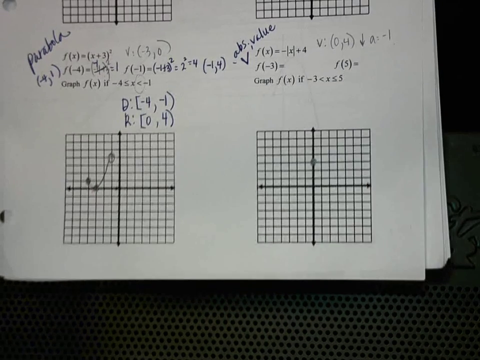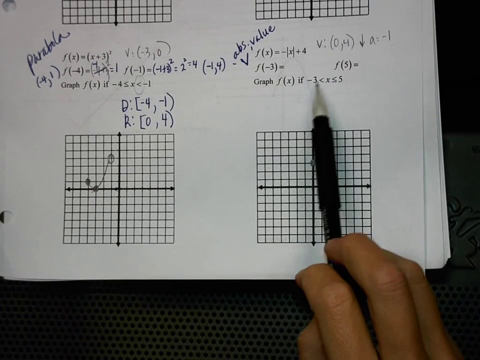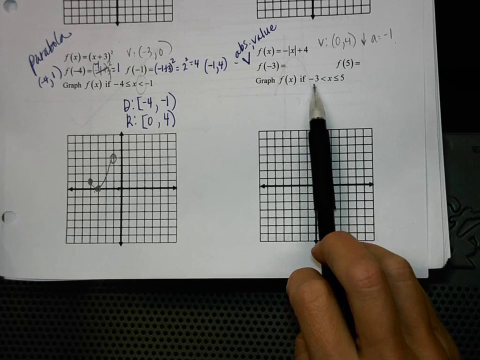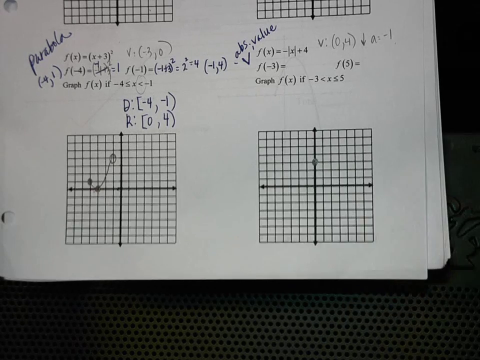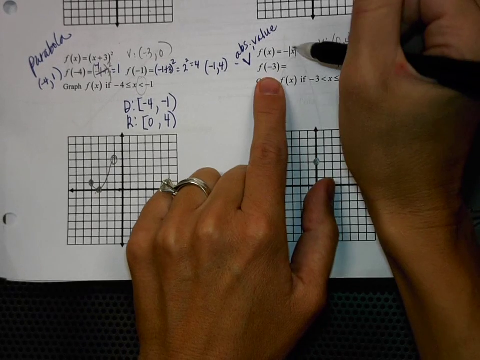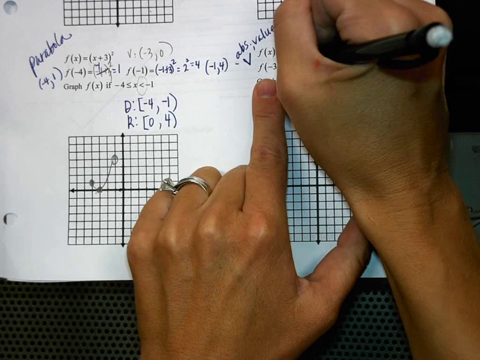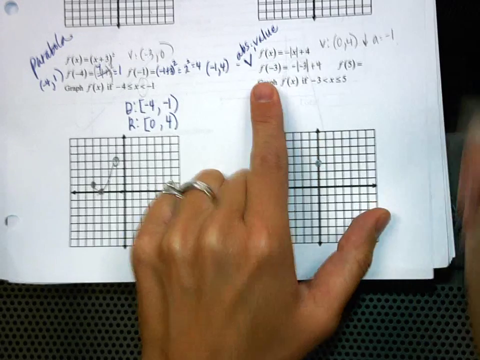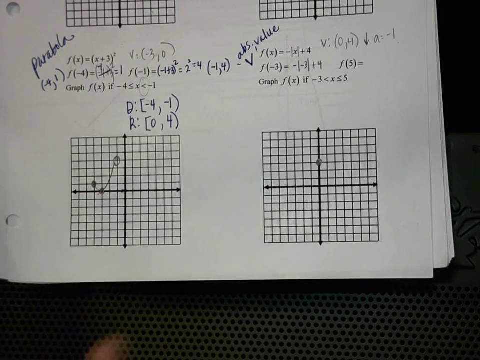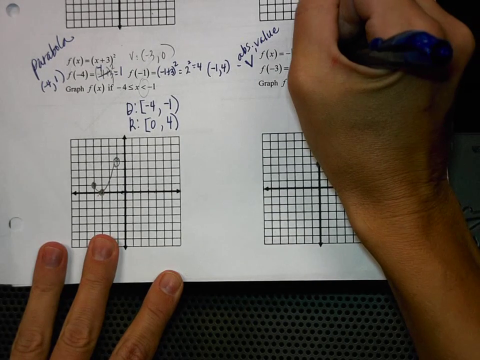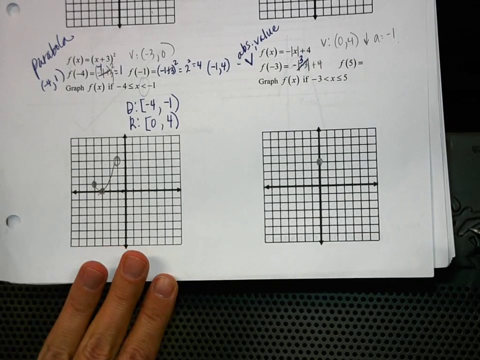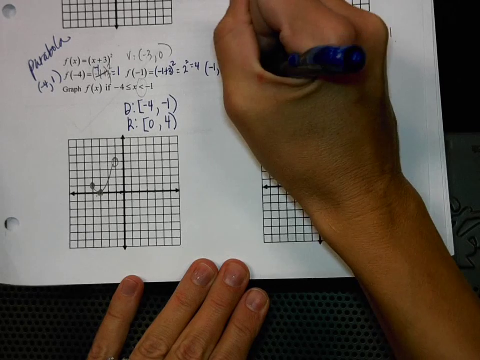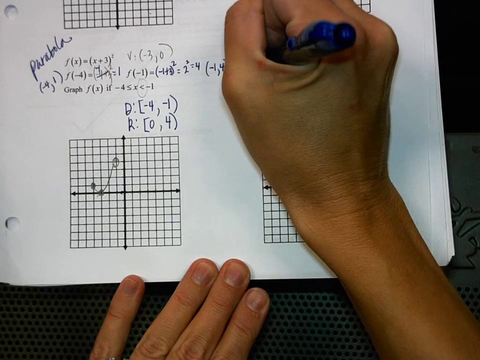Okay, now they're wanting this domain from negative 3 to 5. So we have to plug in and see what the value is at negative 3. So all we do is put this information into our equation. So I have a negative absolute value of negative 3 plus 4. What's the absolute value of negative 3? 3. So this changes to be 3, but then I have the negative outside, right? And so we have negative 3 plus 4, which equals 1. So this ordered pair is negative 3, 1.